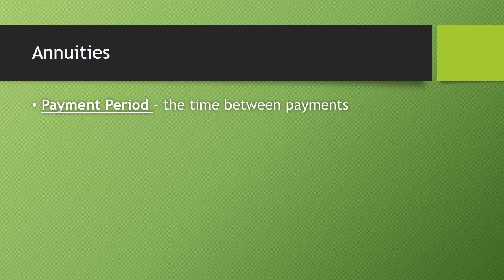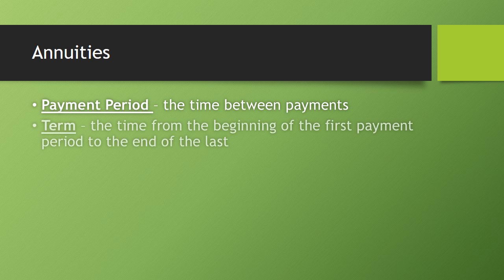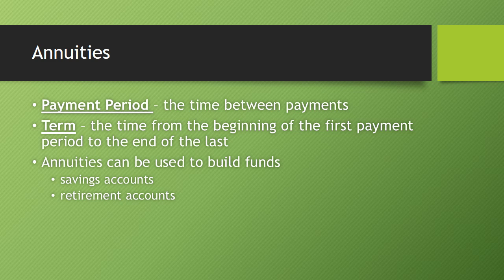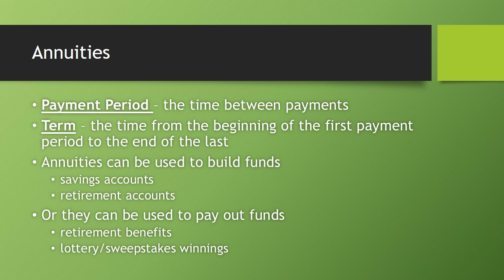A couple terms. First of all, the payment period is the time between payments. The term refers to the time from the beginning of the first payment period to the end of the last. Annuities can be used to build funds like savings accounts and retirement accounts, and they can also be used to pay out funds, like when you retire, they pay out your retirement benefits. Also, lottery and sweepstake winnings are often paid out over time.